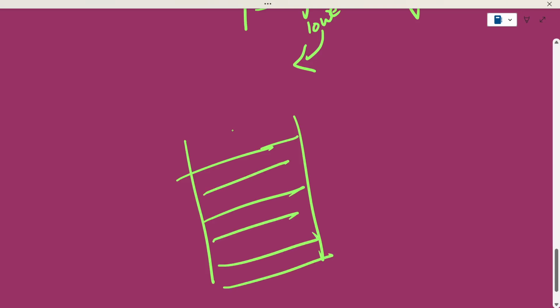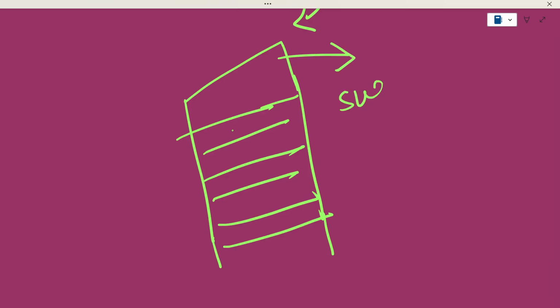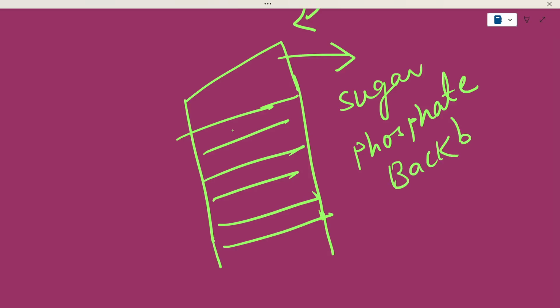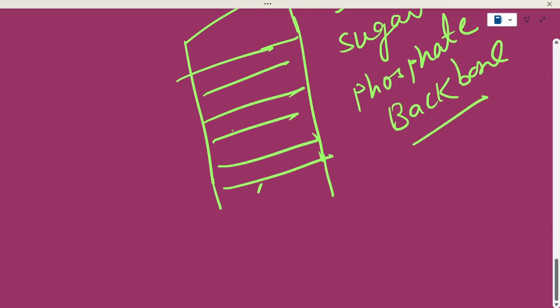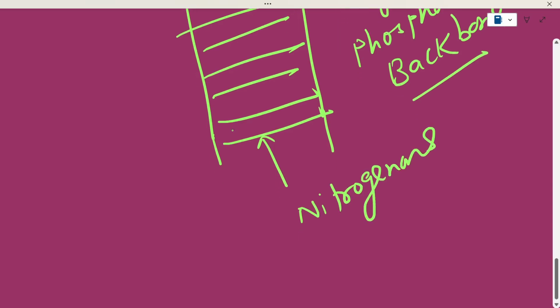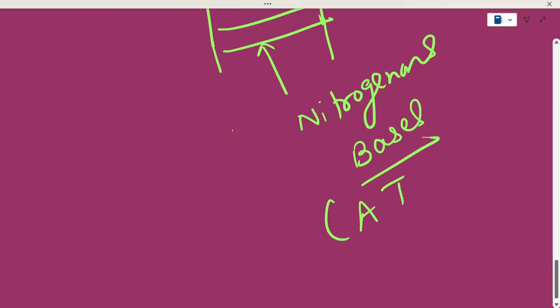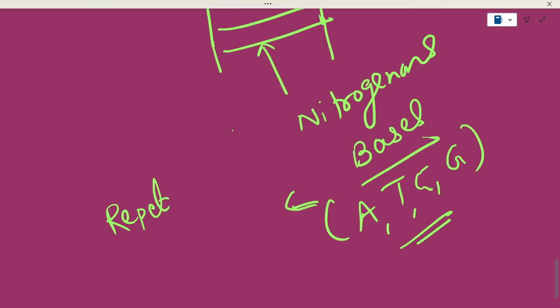So in this normal ladder, the parallel handles are known as the sugar phosphate backbone. And these middle rungs are nitrogenous bases. These nitrogenous bases, which in DNA are A, T, C, G, are nothing but repetitive units.